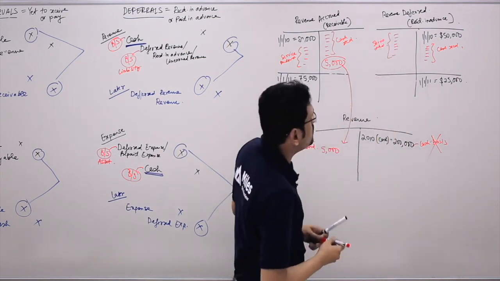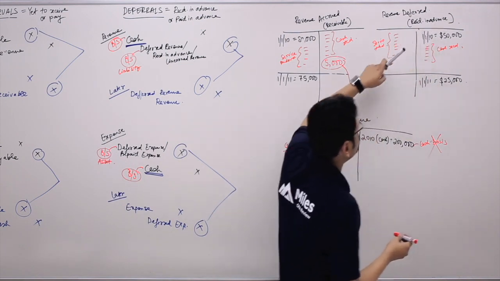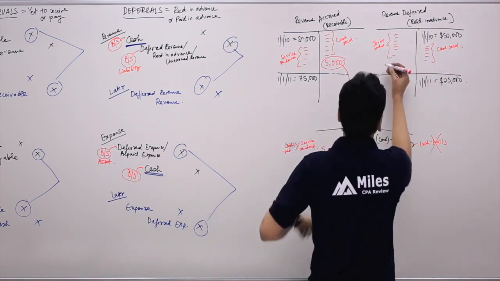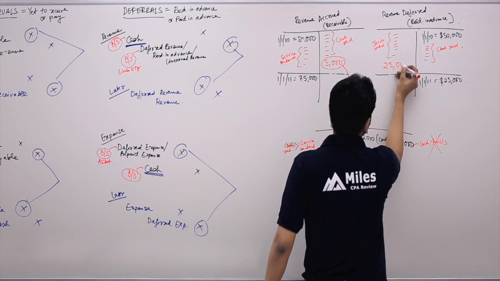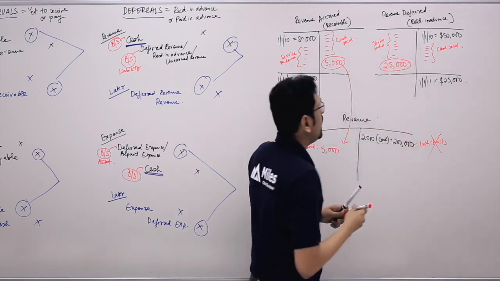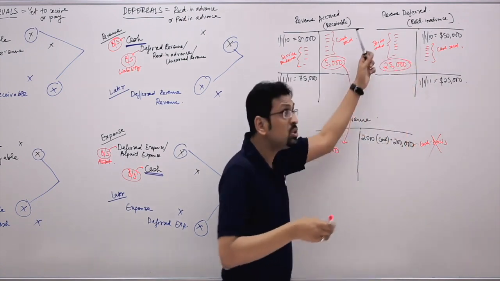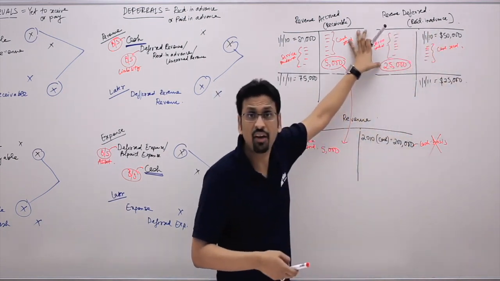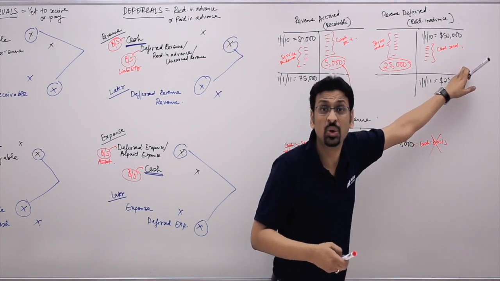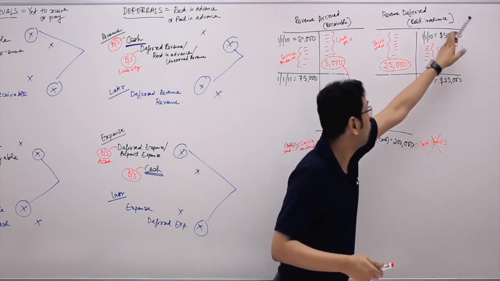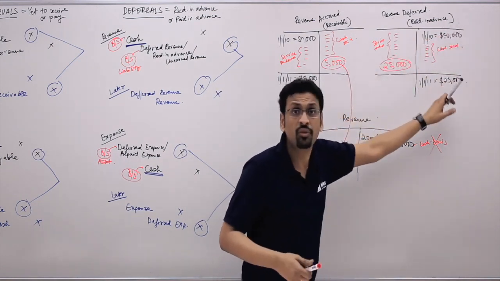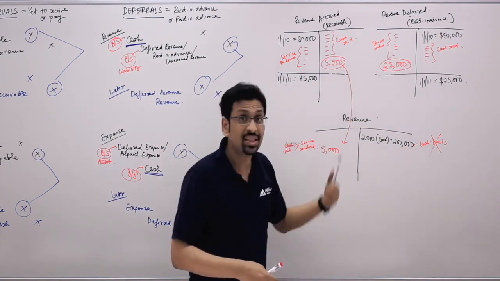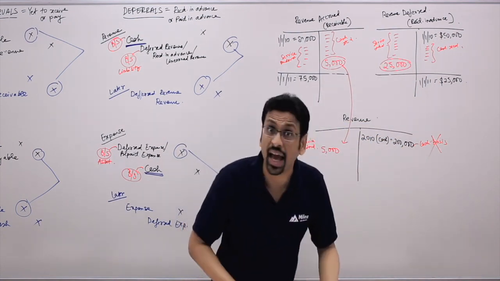Now, what it looks like is 50 minus 25 would give us 25, right? So 50 minus $25,000. What it looks like is they have rendered more services than the cash that they have received. More services have been rendered than cash received during the year. Think about it. 50 minus 25 gives us 25. So services that have been rendered is more than the cash that has been received.